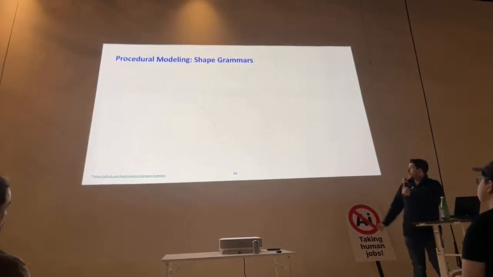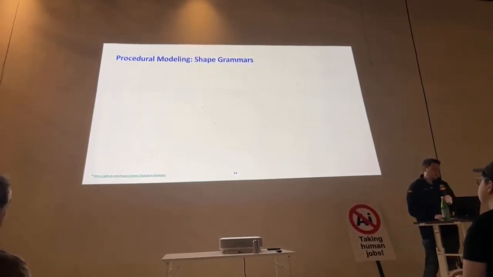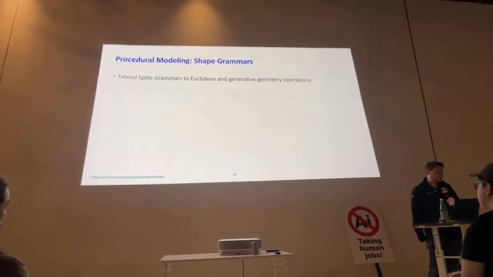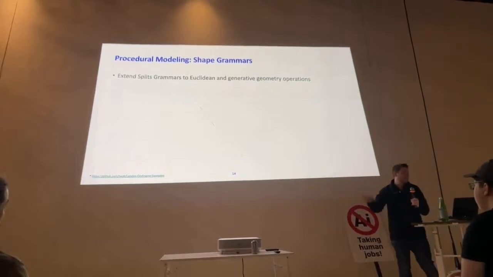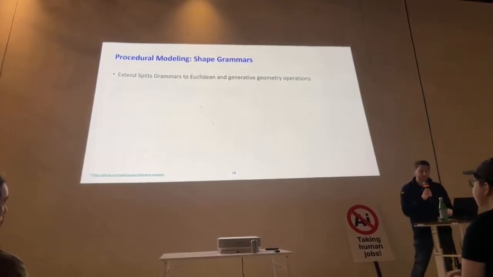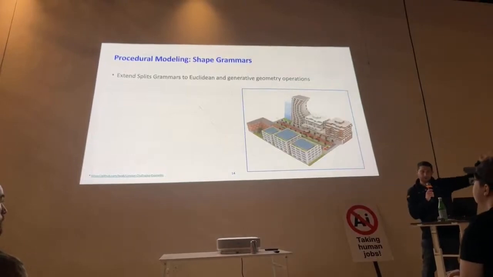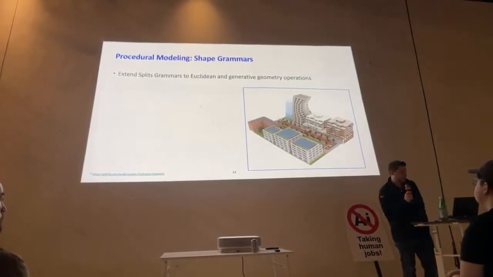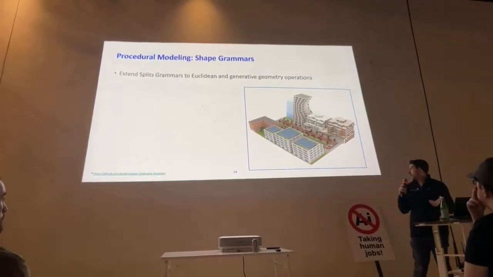Okay, and then our last example here is shape grammars. So this is kind of split grammars on steroids. We extend split grammars to generative geometry operations. And so that's when you think back to the example from ArcGIS. That's how you can build scenes like this.